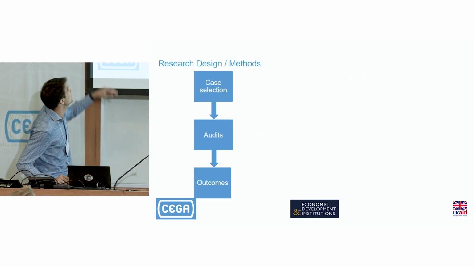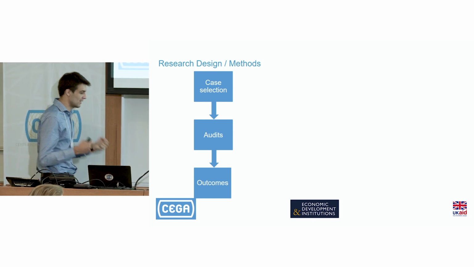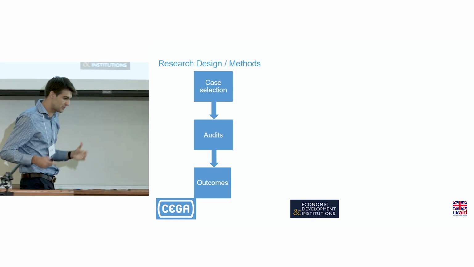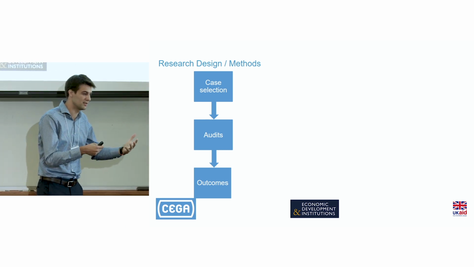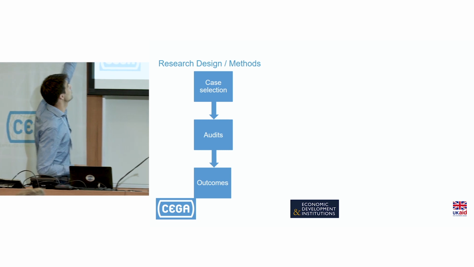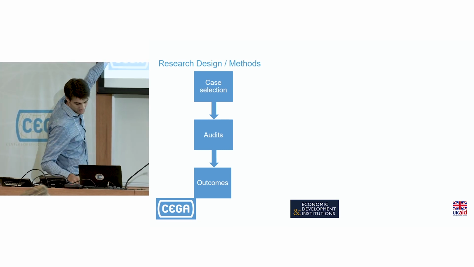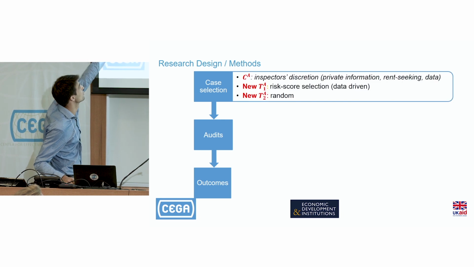So there's three processes, I would say, for the way it works in Senegal. First, you have a case selection. At the beginning of the year, each tax inspector makes a list of firms they want to audit, and they send those. This gets approved. And then during the year, they perform those audits on a preset list. Okay? And then at the end of the audit, of course, you get the outcomes.